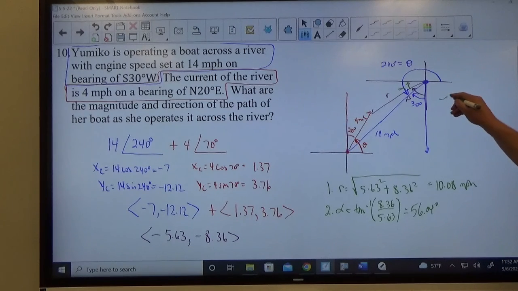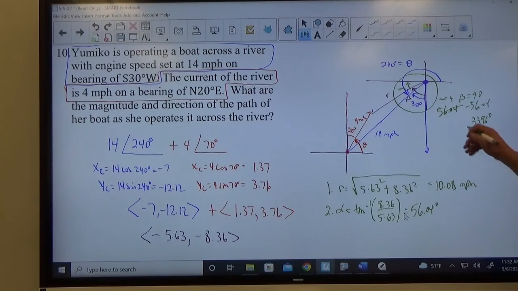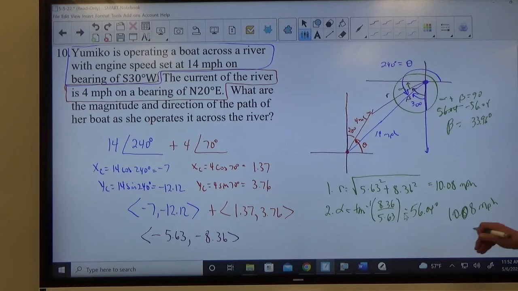And finally, alpha plus beta is equal to 90 by the picture. So if I put 56.04 here, I subtract it, I get 33.96 degrees is beta. So my answer is 10.08 miles per hour. And the direction is south 33.96 degrees west.